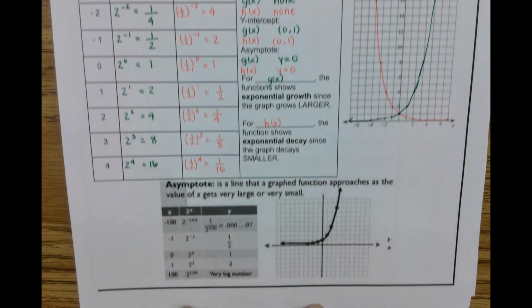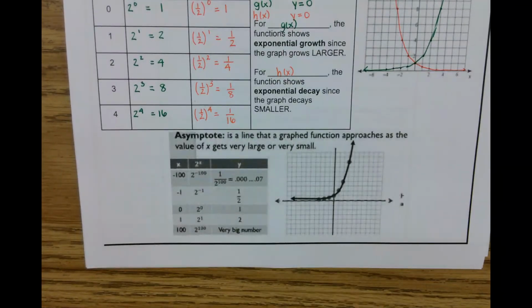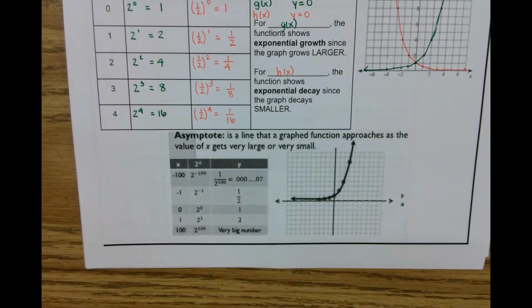Something here, just to remind you what an asymptote is. An asymptote is a line that a graph function approaches as the value of x gets very large or very small. So you can see that here it gets closer and closer to this line but never touches it.